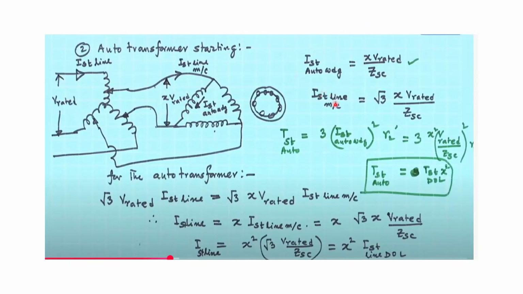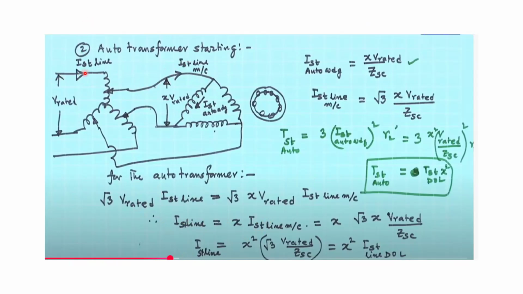And the I starting line current drawn here, on this side, in the line connection of this delta winding, is root 3 times X V rated by ZSC. But what happens to the current which is actually getting drawn from the supply? What we want is that the current drawn from the supply should be reduced. So let us find that.